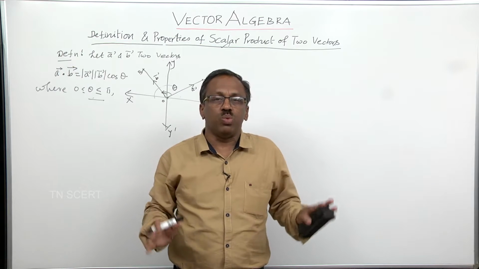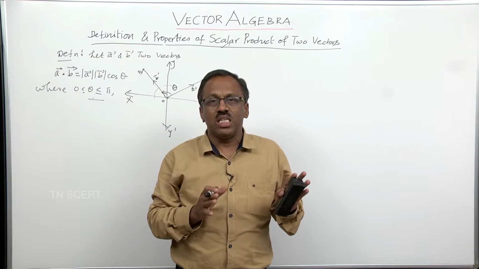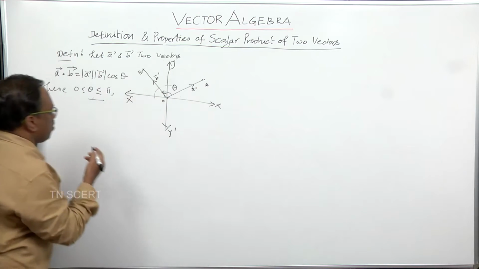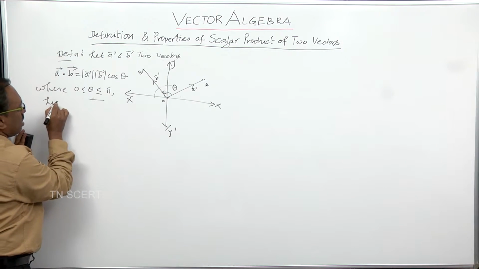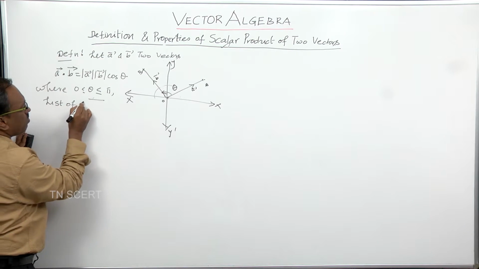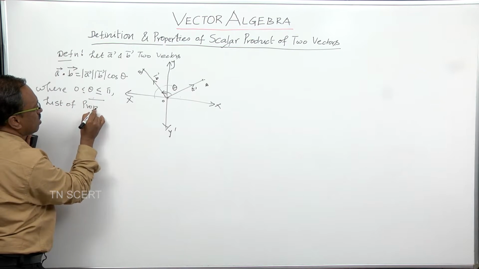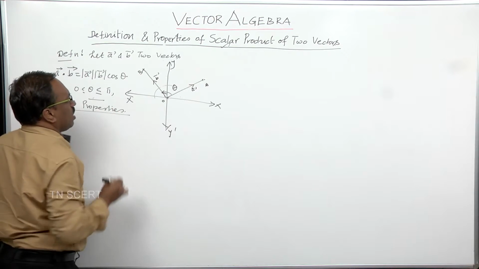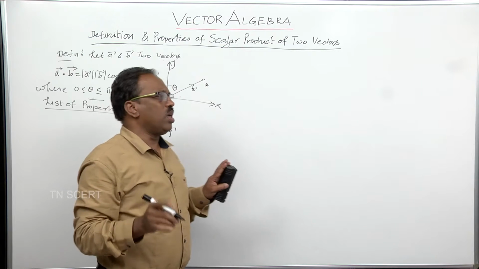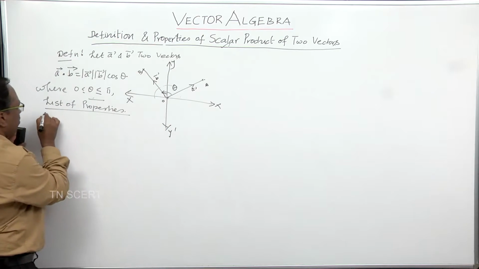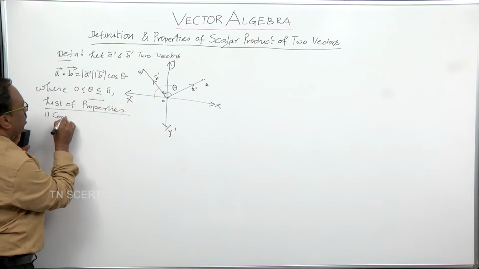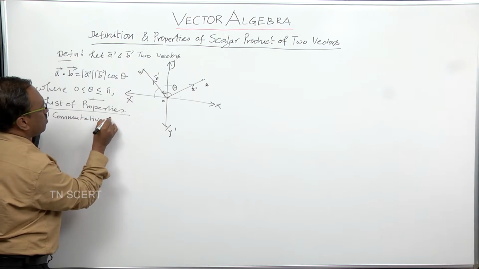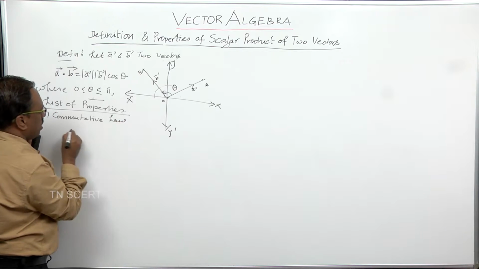Now we will discuss the properties. We are going to see the list of properties. What is the list of properties? First is the commutative property, the commutative law. What is that?